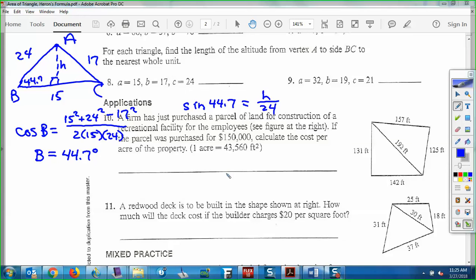And then on this one, you're just going to find these 2 areas. We'll have a review problem for this, and we can talk about it if you want to. But you're just going to add up those 2 triangle areas as your total area, and then you're going to divide by this amount, right? So take your total area, divide by this many square feet.